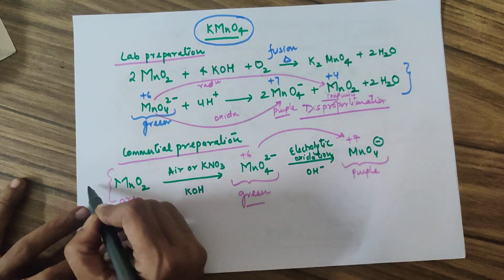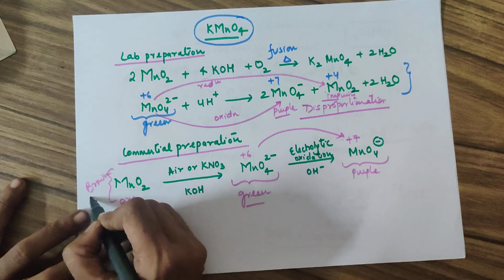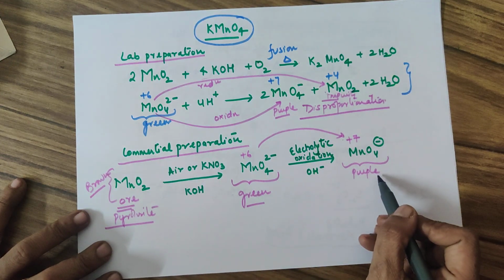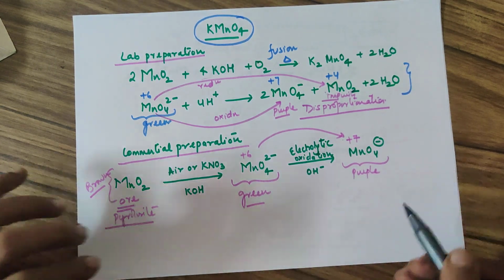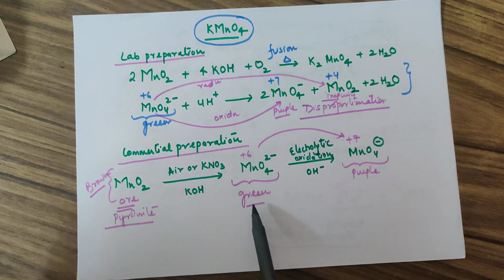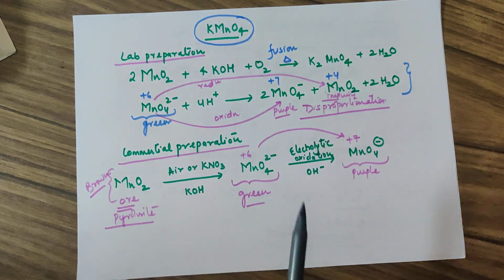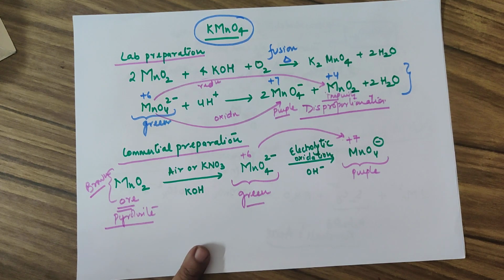MnO2 is a brown colored salt. It transforms into green, it transforms into purple, which means if a question ever comes on brown, black going to green going to purple, you should understand it is regarding this potassium permanganate only. Fine? Clear?